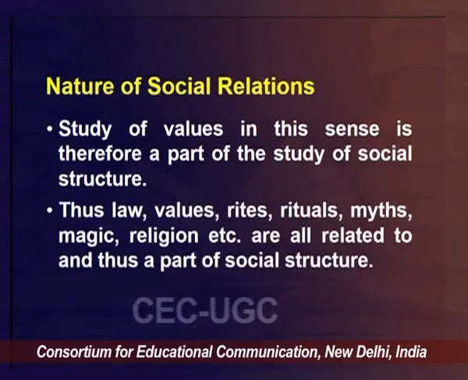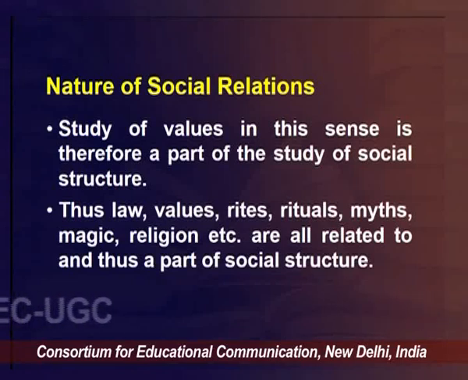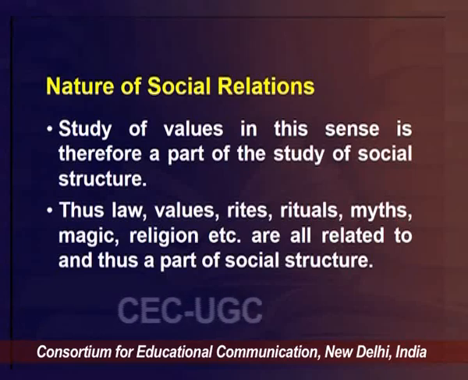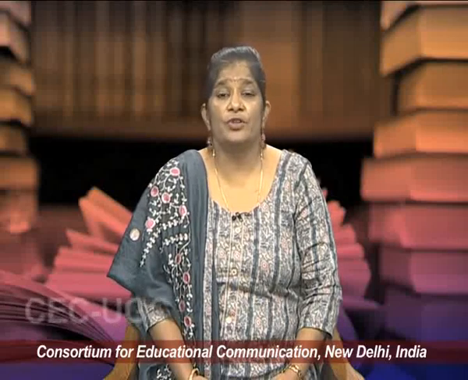Thus, law, values, rites, rituals, myths, magic, religion, etc. are all related and thus a part of social structure. Institutions, in the sense of standardized modes of behavior, constitute the machinery by which a social structure, as a network of social relations, maintains its existence and its continuity. Evolution refers to the process of emergence of new forms of social structure.